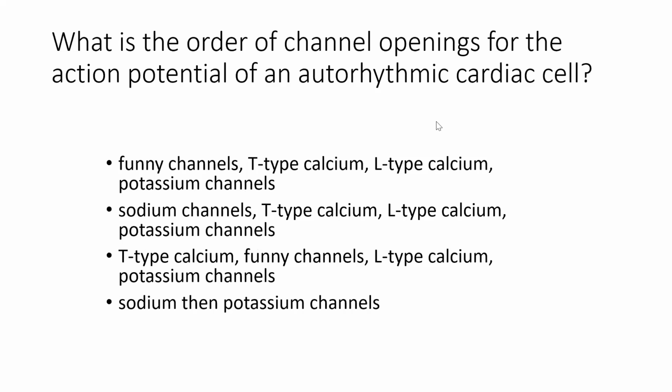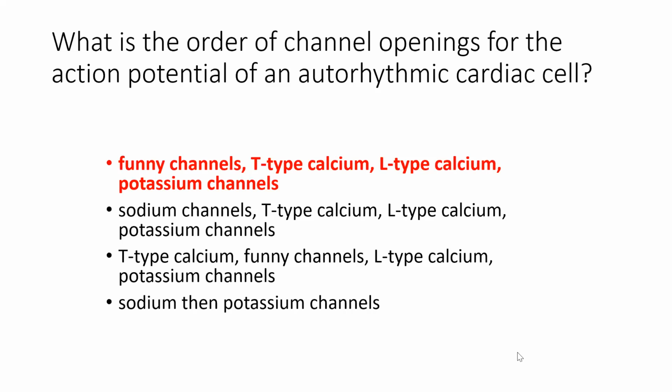Funny channels open up first, then our T-type calcium channels, sometimes called slow calcium channels. I didn't point that out, but I want you to make a note of that now. T-type channels are sometimes called slow channels, and L-type channels are what we sometimes call fast channels, right? T meaning transient, L meaning, I forget, but T-type sometimes slow, L-type sometimes fast. So we've got the funny channels, T-type calcium channels, L-type calcium channels, and then the potassium channels that completely repolarize. Alrighty. So the correct option here would have been A.